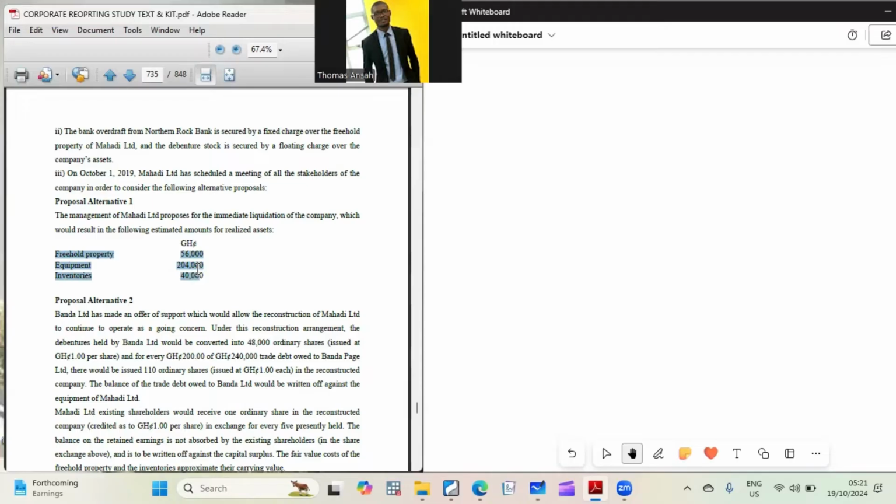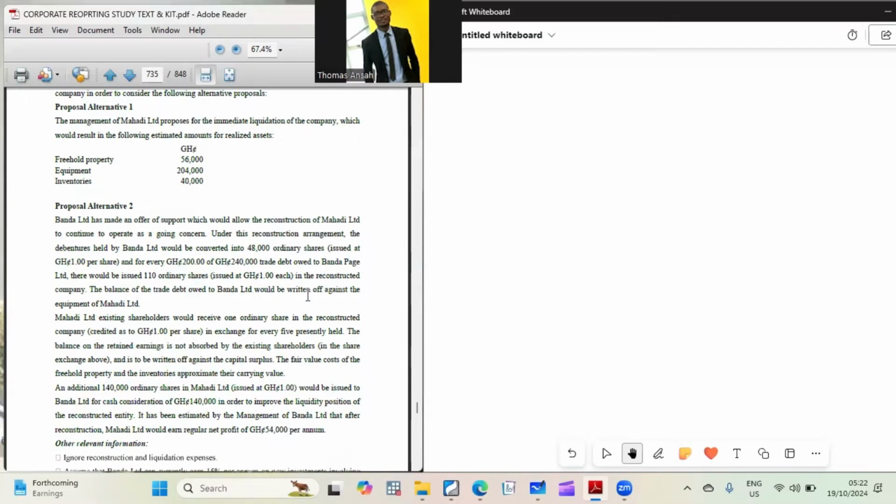To realize means you have sold. Proposal 2 is the reconstruction. It says that Banda has made an offer to support, which would allow the reconstruction of Mahadi to continue to operate as a going concern. Under this reconstruction agreement, the debentures held by Banda will be converted into 48,000 shares issued at 1 Ghana cedi. That is one statement.